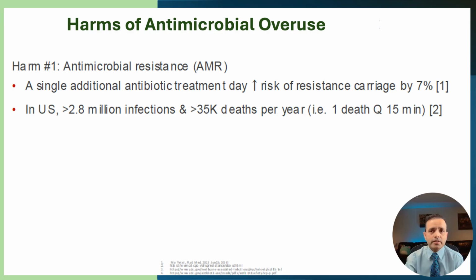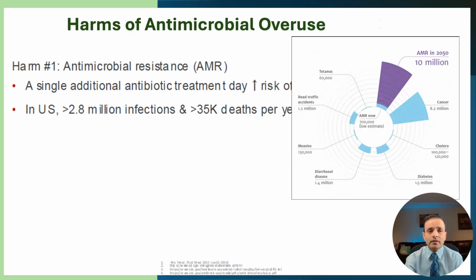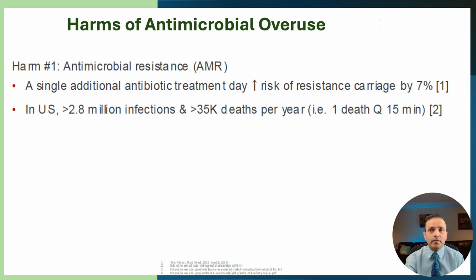So in the United States, more than 2.8 million infections and more than 35,000 deaths per year have been attributed to antimicrobial resistance. So that is one death every 15 minutes. And this is estimated to go up to 10 million deaths by 2050. So that's a big number.